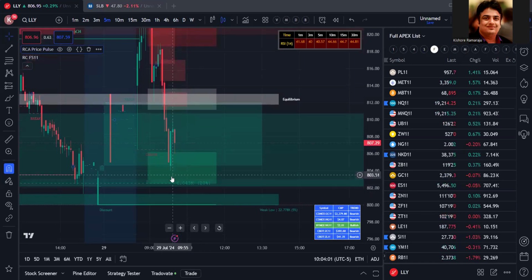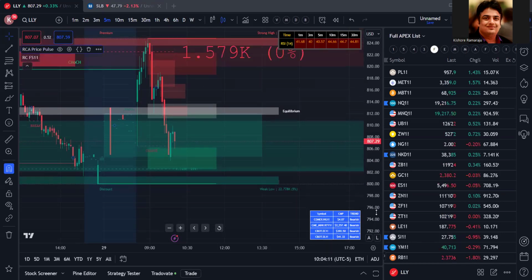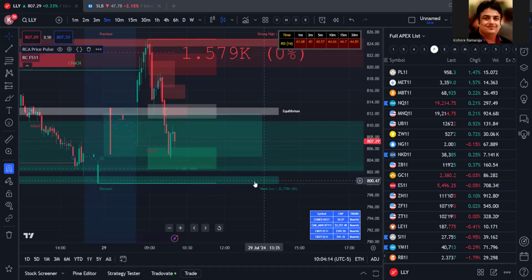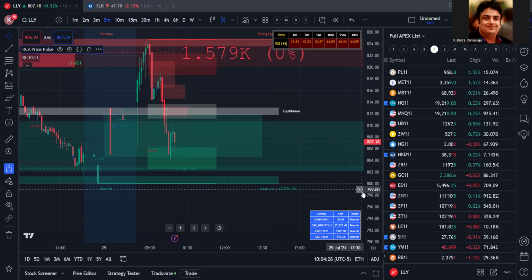So here we have around 6,000 buy order block. So if price comes to this point, this is the discount area. This is the weak low. That means weak low means the low cannot sustain for more time. It may start going up. So you have 6,000 buy order block. So if price touches this one, we can go long on LLY.